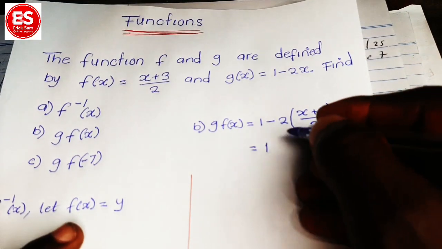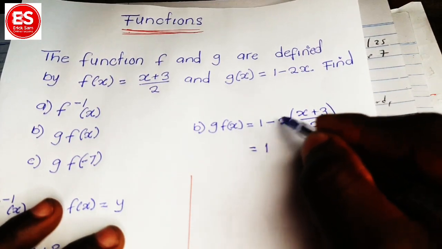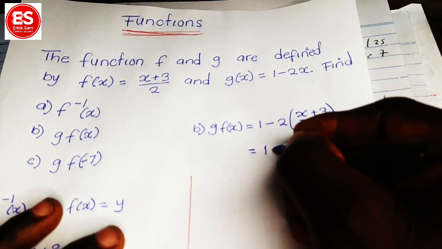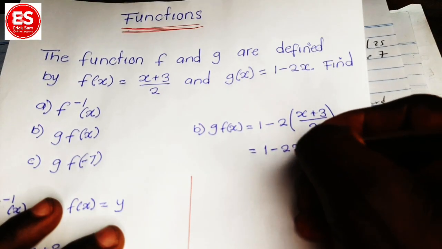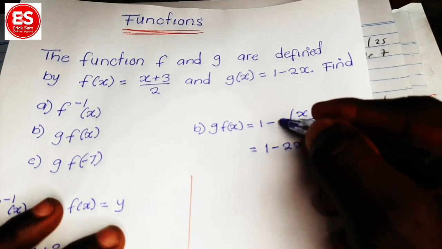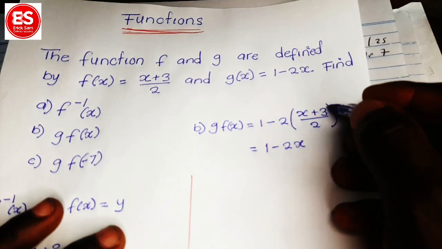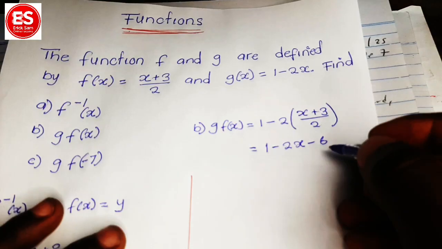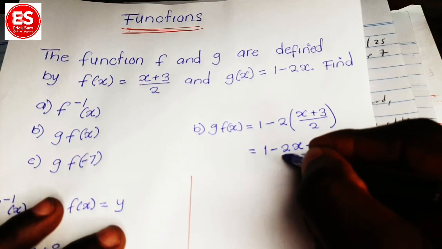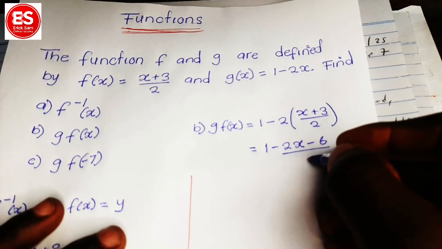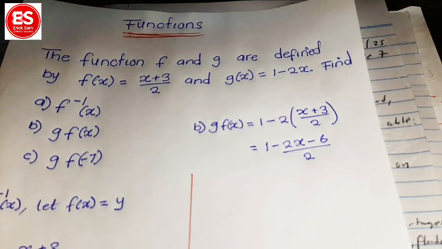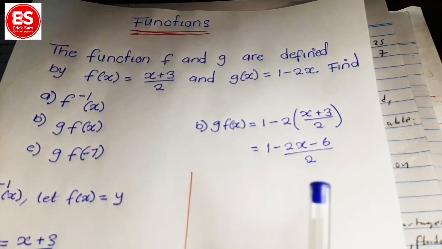We are going to say negative 2 times x there. We are going to have negative 2x. Then negative 2 times 3, we are going to have negative 6. All right, then over 2. Remember that 2, it is on this function, right?